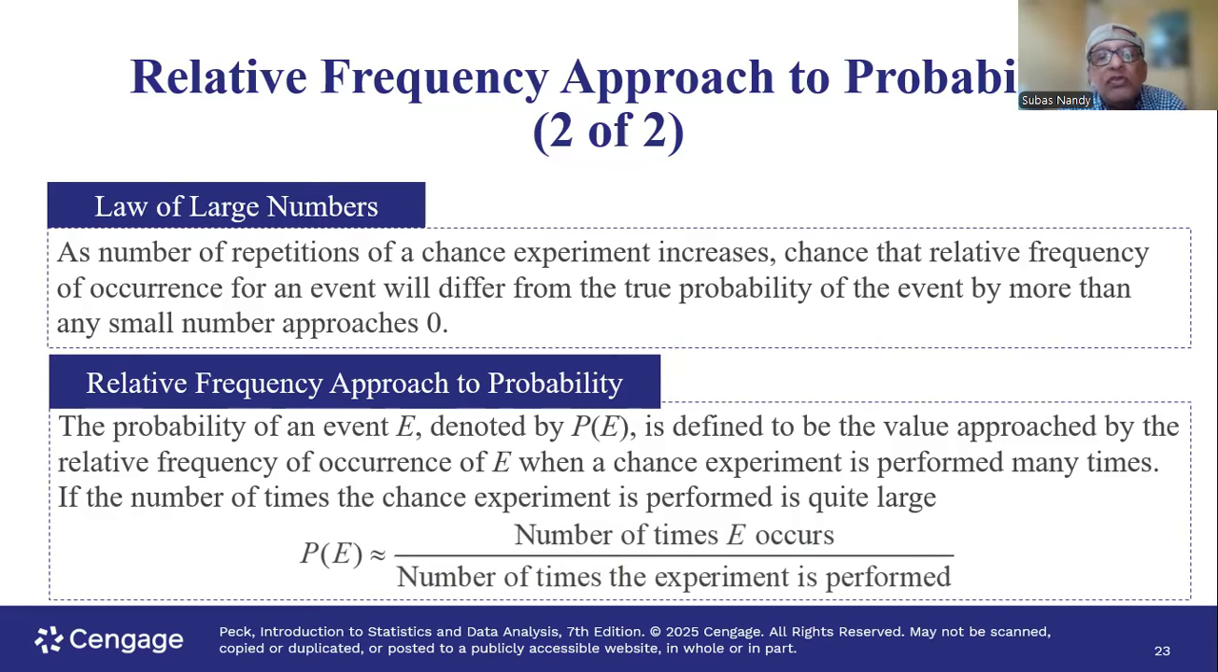Relative frequency approach to probability. The probability of an event, denoted by P(E), is defined to be the value approached by the relative frequency of occurrence of E when a chance experiment is performed many times. If the number of times the chance experiment is performed is quite large, then the probability of E is given by the number of times E occurs divided by the number of times the experiment is performed.